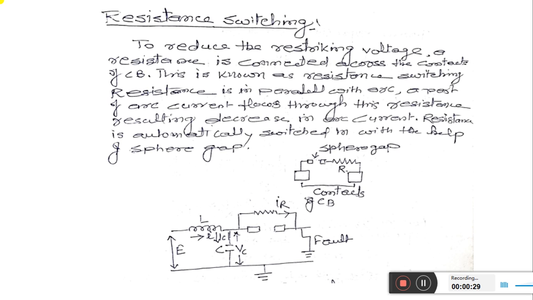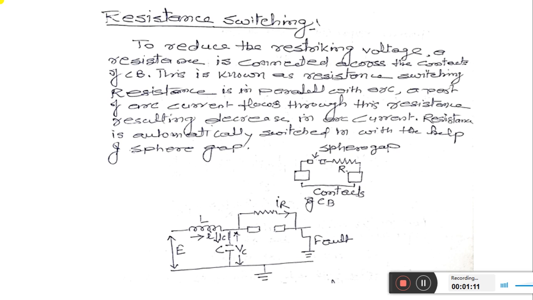As discussed in the previous classes, this restriking voltage is not suitable for the circuit breaker, because once a high restriking voltage develops across the circuit breaker, it will restrike the arc again, and second, it may damage the circuit breaker. So we should avoid high voltage development while opening the circuit breaker contacts. We must have some option to reduce this restriking voltage.